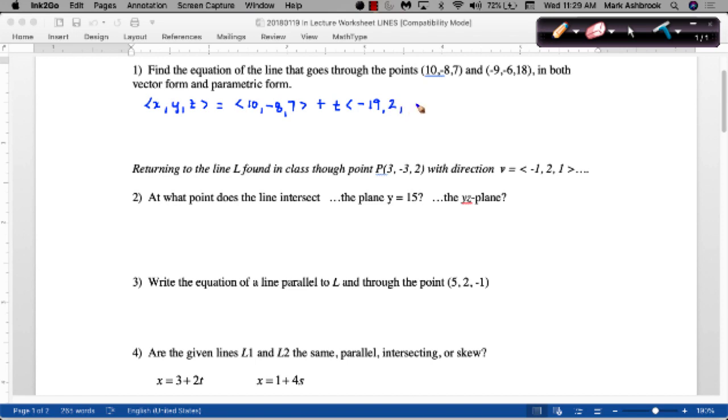Yeah, you're fine. You're all set. Yeah. Do you want the vector form simplified? No, this is vector form. Oh, okay.